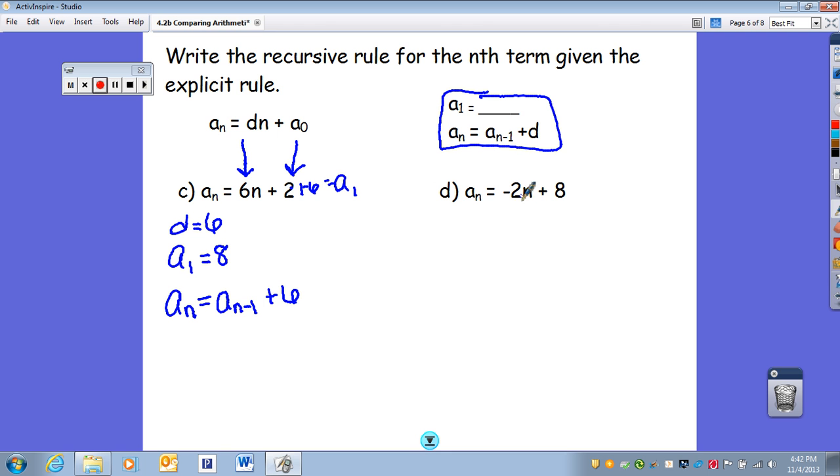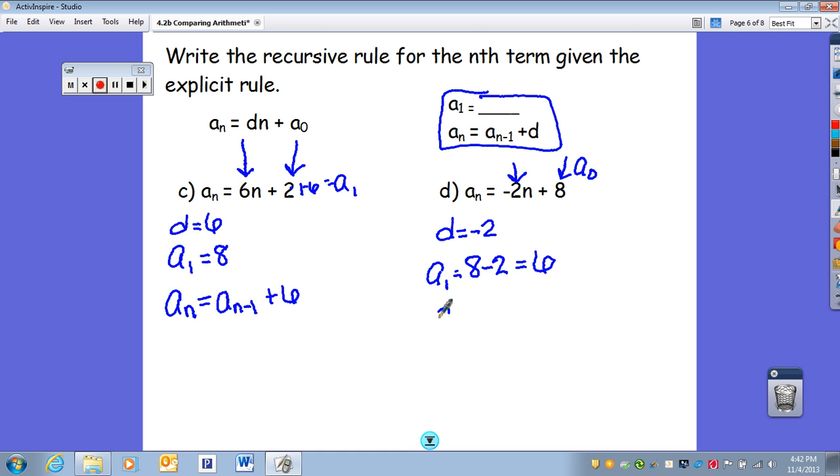Let's take a look at this example. Remember, the number in front of the n is my difference, so my difference is going to be -2. The number 8 is my a sub 0, but that's the term before my first term. So all I need to do is take the 8, which is my a sub 0, and add the difference, or -2. That means my first term is going to be 6.